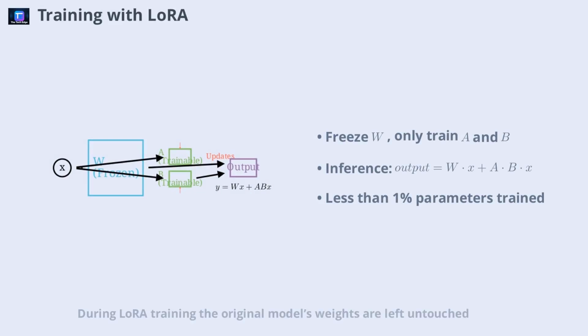During LoRA training, the original model's weights are left untouched. Only the small adapter matrices, A and B, are trained. This means you're updating less than 1% of the original parameters, but you can still achieve performance close to full fine-tuning. At inference time, the model computes the output using both the original weights and the adapter. This approach is not only efficient, but also modular, making it easy to swap adapters for different tasks or domains.